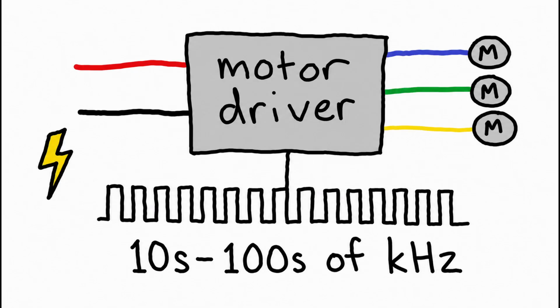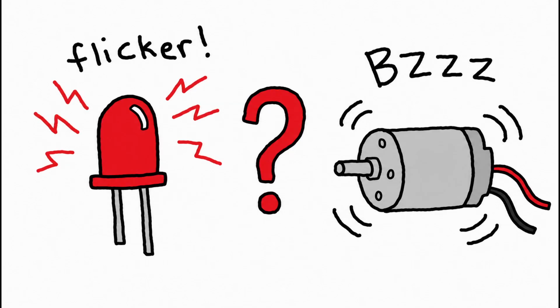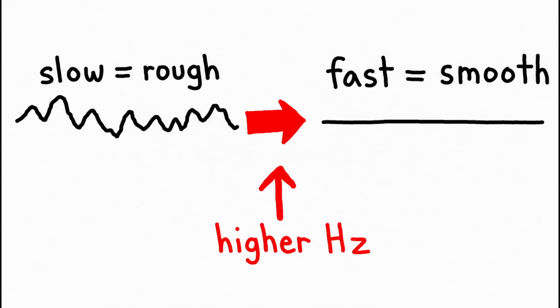And for power electronics like motor drivers or DC-DC converters, you might be switching at tens or even hundreds of kilohertz. Why does it matter? Because if you switch too slowly, you'll actually see the LED flicker or hear an annoying buzz from your motor. The higher the frequency, the smoother the result, up to a point.